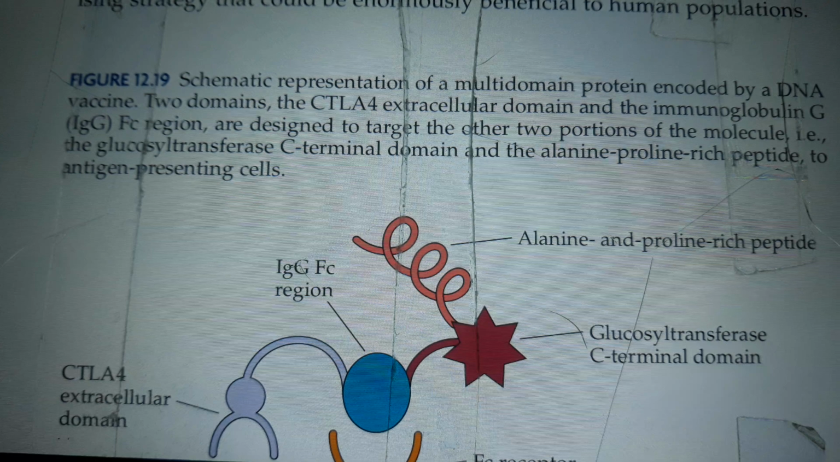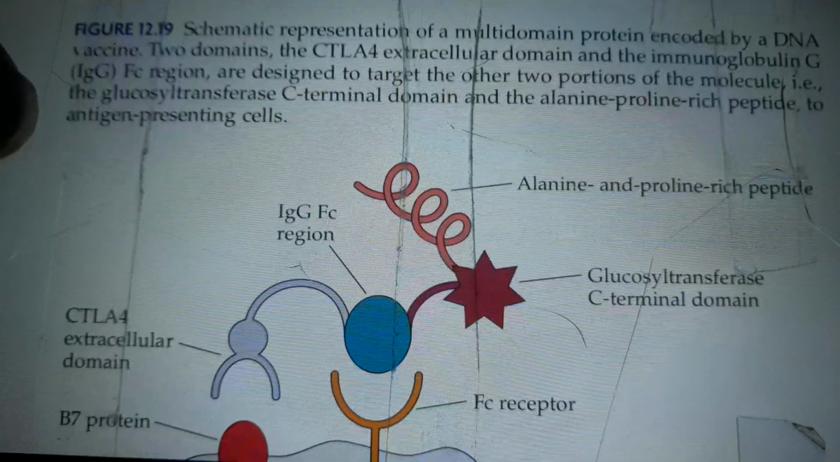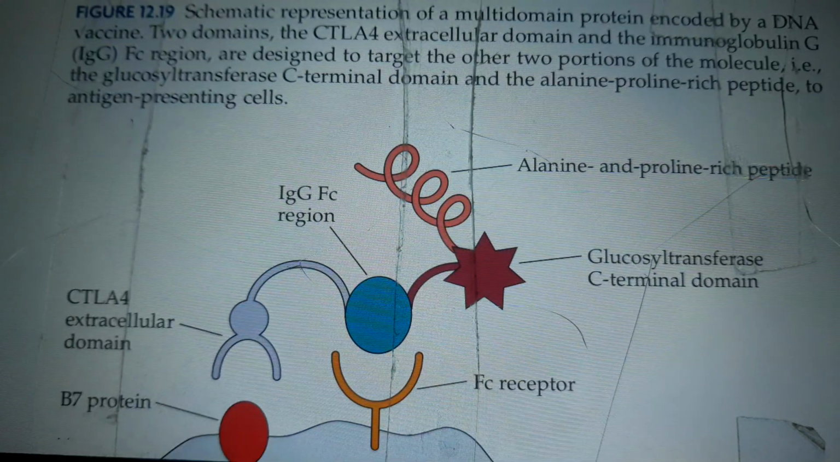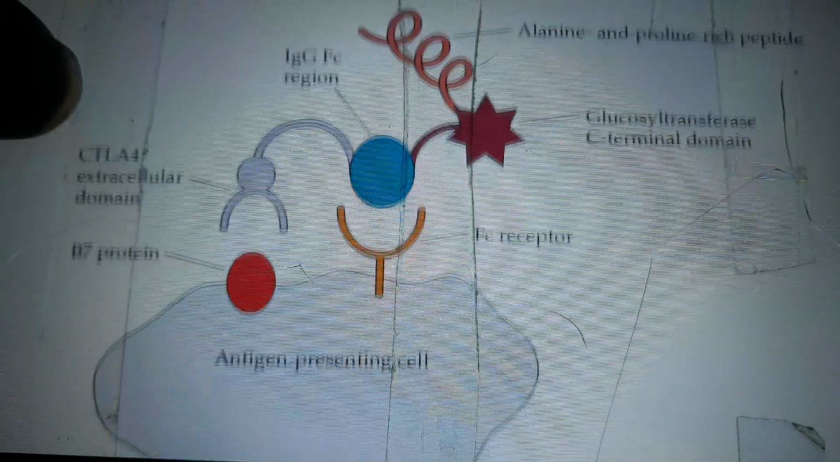Here next is a schematic representation of a multi-domain protein encoded by a DNA vaccine. Two domains, the CTLA4 extracellular domain and the immunoglobulin G, IgG, Fc region, are designed to target the other two portions of the molecule, that is, the glucosyltransferase C-terminal domain and the alanine proline-rich peptide, to antigen-presenting cells.